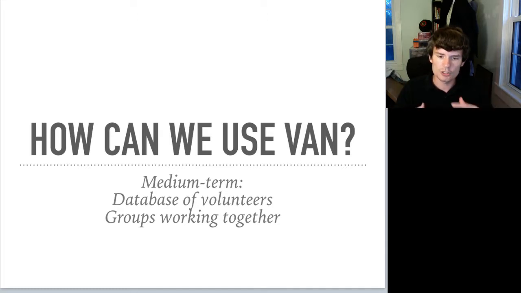So if we have more resistance groups in our congressional districts doing this and tagging their people in VAN in the database, then we'd be able to better coordinate all of our groups. And I have two examples of how this could really benefit us.